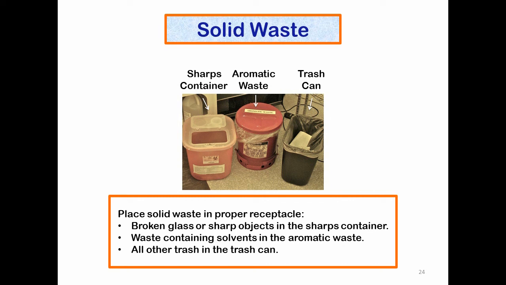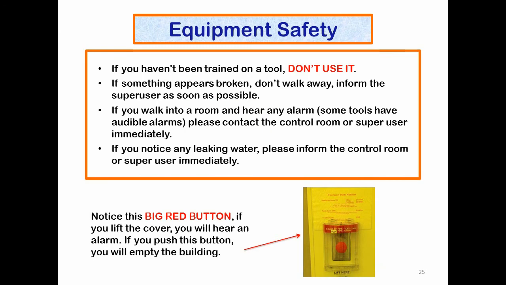Solid waste is defined as sharps, aromatics, and the ordinary trash. Place all solid waste in a proper receptacle. Broken glass or sharp objects should go into the sharp container. Waste containing solvents goes in the aromatic waste container, and all other waste in the trash can.